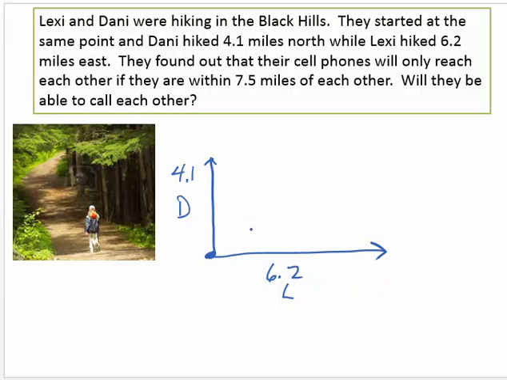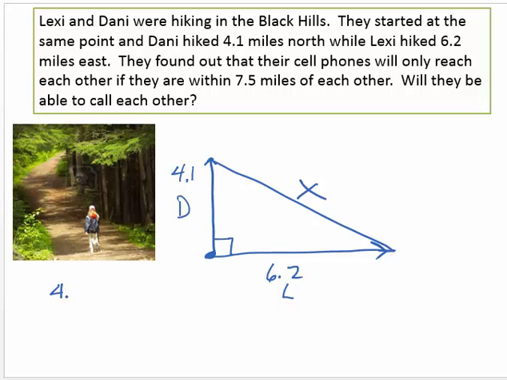Now, we want to know, let's keep reading. They found out that their cell phones will only reach each other if they are within 7.5 miles of each other. Will they be able to call each other? Well, they are now this far apart. So I'm going to put an X here because we want to know how far apart they are. And since one went directly north and one went directly east, that's definitely a right angle, which makes this a right triangle. And we're looking for the hypotenuse of this triangle.